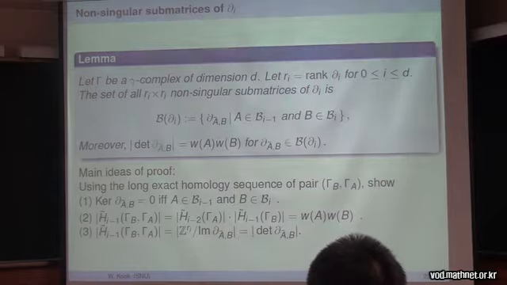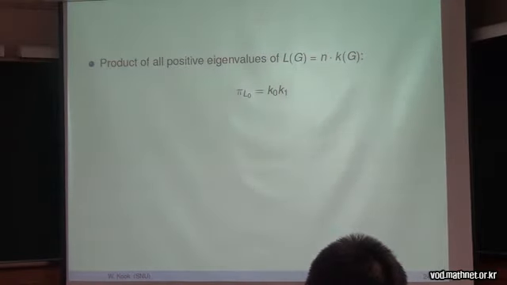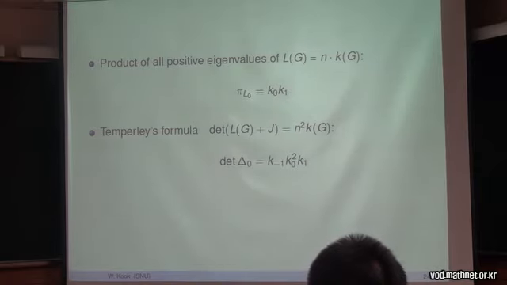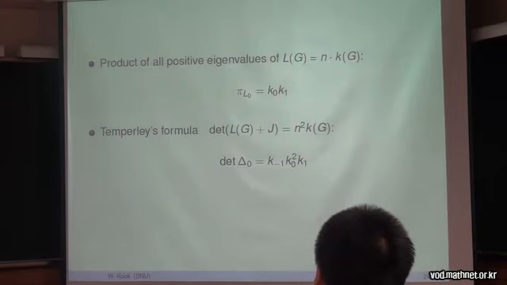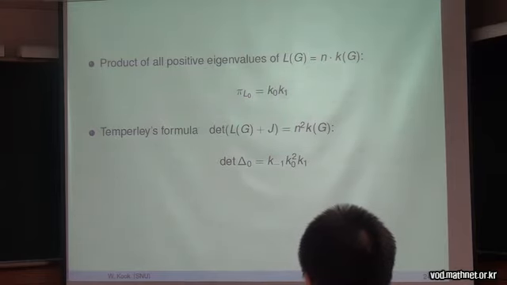So this slide shows how we can recap what we saw before in terms of this new language, so to speak. The product of all positive eigenvalues of a graph Laplacian, which was n times κ_G, in new notation, the pseudo-determinant of L_0, which is the L_G in this case, is K_0, the zero-dimensional K-dimensional or tree number, and K_1, the one-dimensional tree number. And Kirchhoff's formula also can be reformulated in this form.